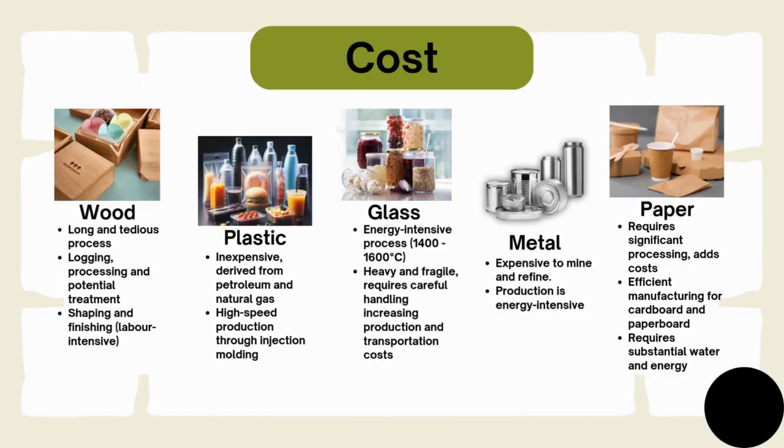Moving on to cost, wood is the most expensive as it undergoes a long and tedious manual-intensive process. Glass and metals are the most expensive when it comes to manufacturing, as they require an energy-intensive process. Glass has a higher overall cost due to transportation, as it is fragile and requires proper handling. Paper is slightly more expensive than plastics due to its manufacturing process. Converting wood of trees into paper requires more resources and energy compared to injection molding of plastics.